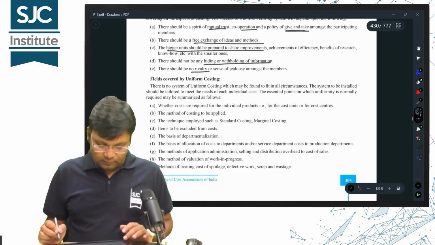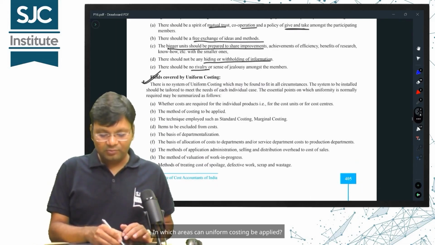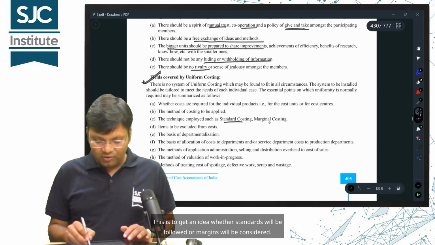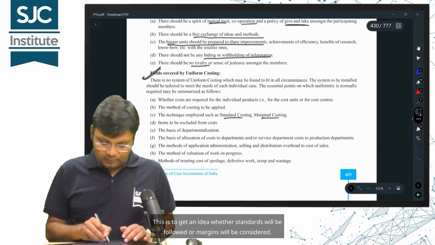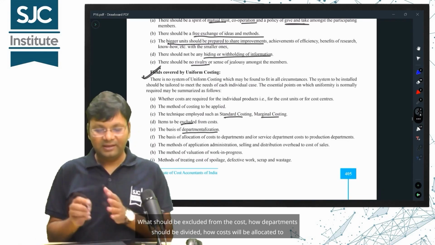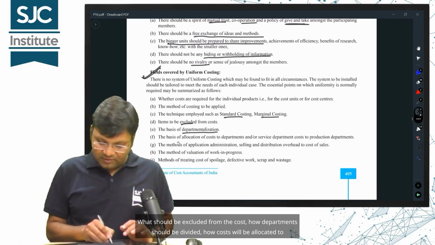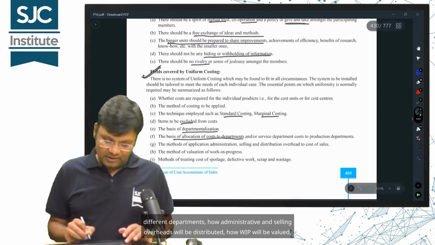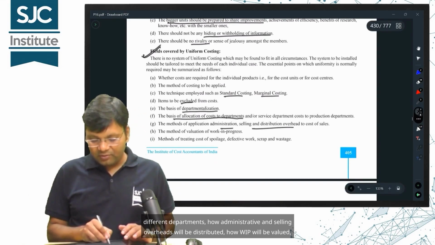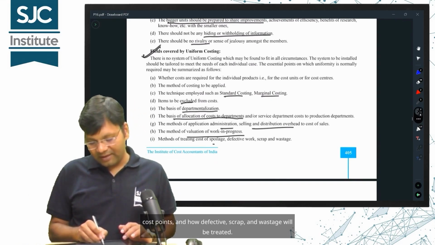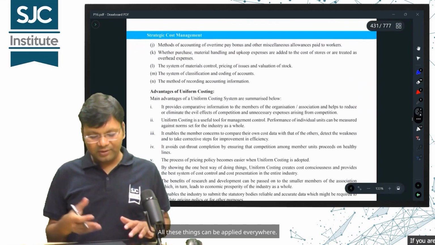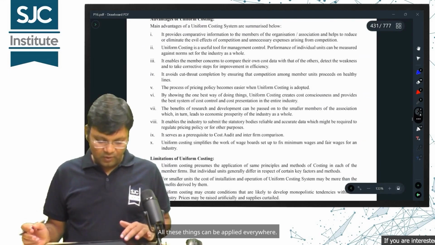Alright. In which areas can uniform costing be applied? This is to get an idea whether standards will be followed or margins will be considered. What should be excluded from the cost, how departments should be divided, how costs will be allocated to different departments, how administrative and selling overheads will be distributed, how WIP will be valued, cost points, and how defective, scrap, and wastage will be treated. All these things can be applied everywhere.